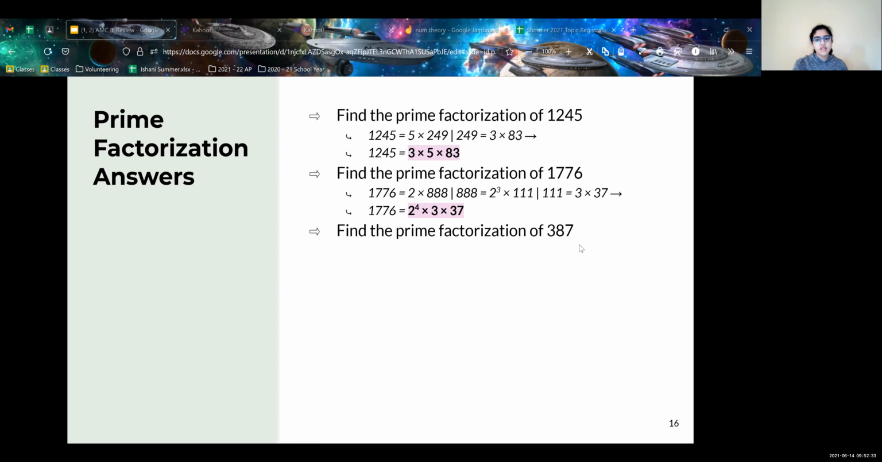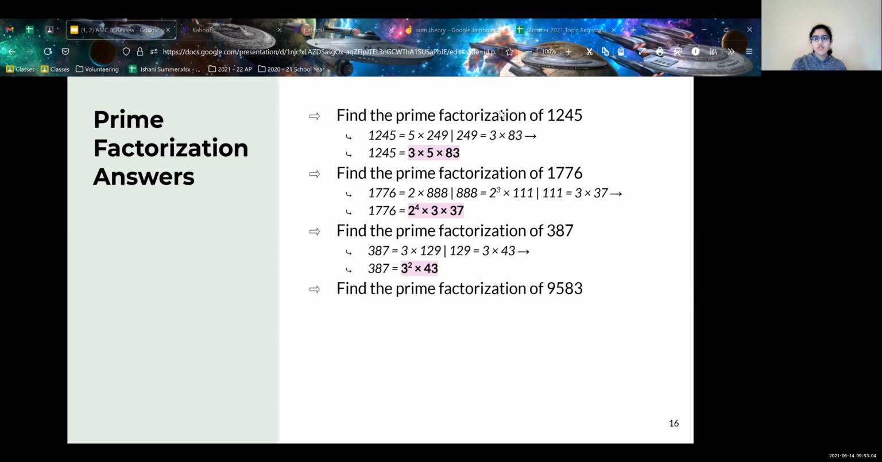The next problem is to find the prime factorization of 387. 387 is divisible by 3 because when you add up the digits, you get 18, which is a multiple of 3. It's also a multiple of 9, so we can tell that it's divisible by 9. So we divide out 3 squared, and then we get 43. That means the prime factorization is 3 squared times 43.